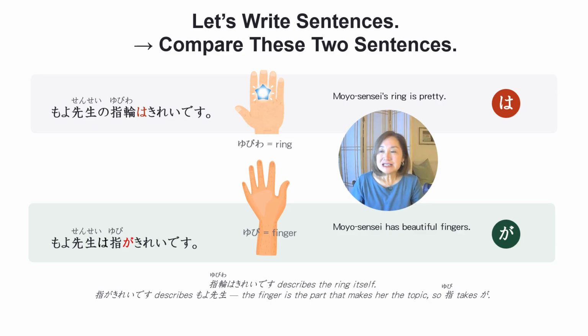So here's your test. Is it something the person's wearing or carrying? Then it can be its own topic and it takes wa. Is it part of the person? Then the person is the topic and the part takes ga.